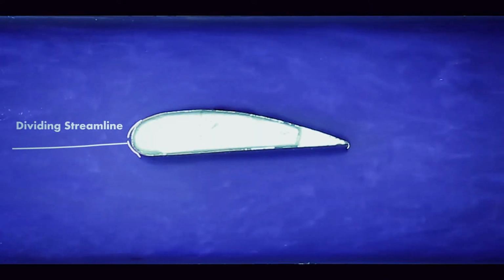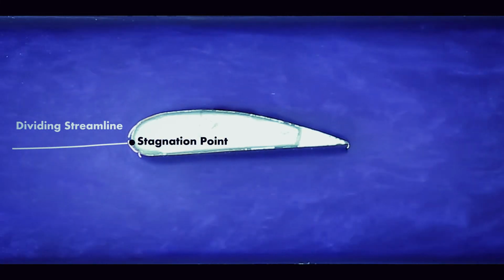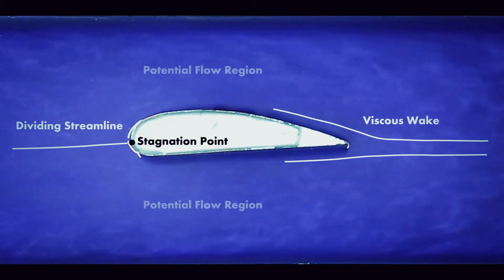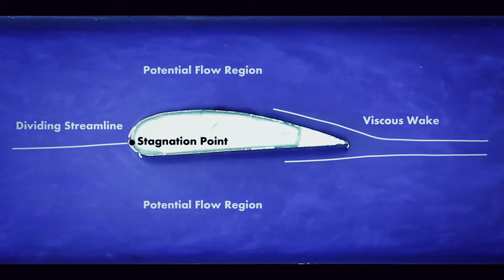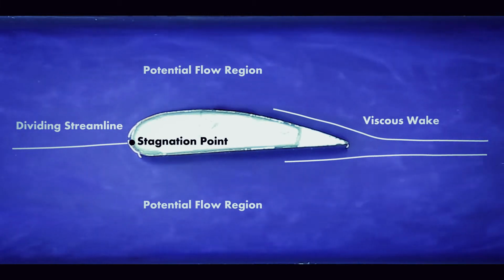So what we have here is flow over an airfoil. There's a dividing streamline at the front, and then that eventually comes to a stagnation point where the velocity is zero. And then on the back side of the airfoil, we can see there's a viscous wake. Outside of that is what we would refer to as being the potential flow region, where viscosity is not important, and we'll be looking at that.